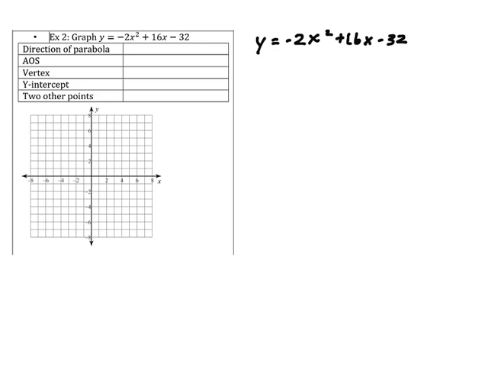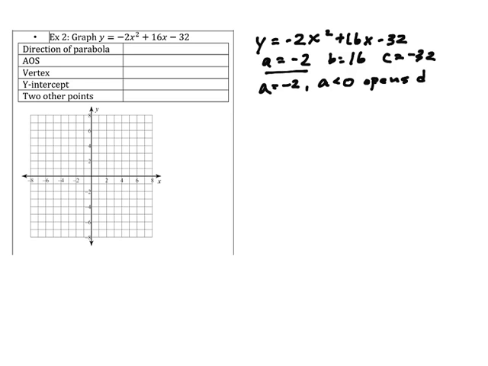Now, let's go ahead and identify A equals negative 2, B equals 16, and C equals negative 32. First, the direction of the parabola. The direction of the parabola is determined by A, right here. So A equals negative 2, which means A is less than 0, which means it opens down. So A is less than 0 and opens down.